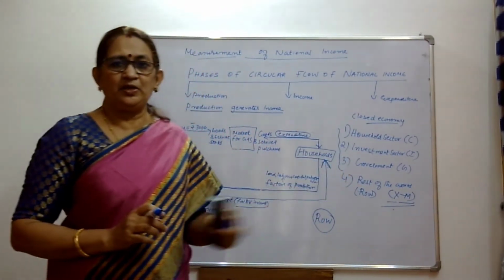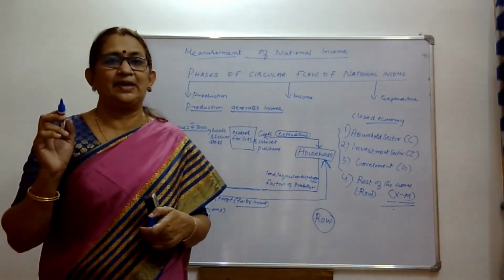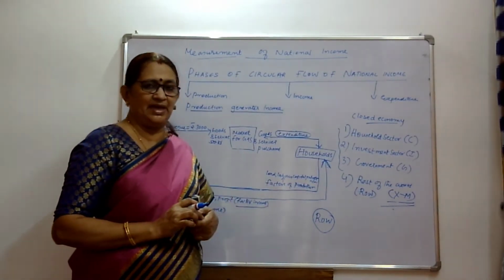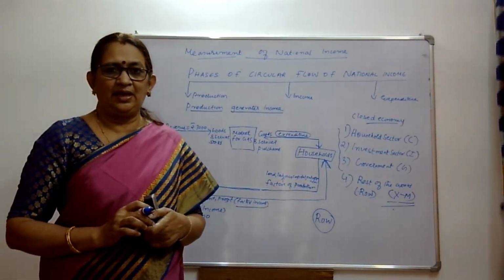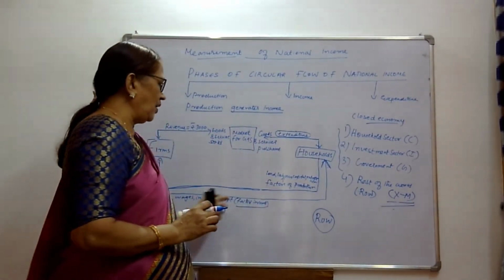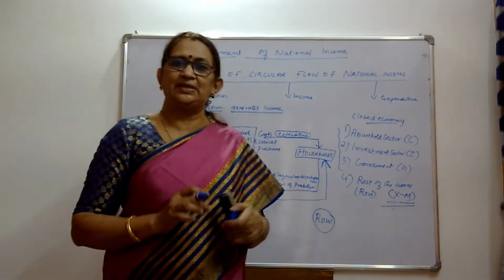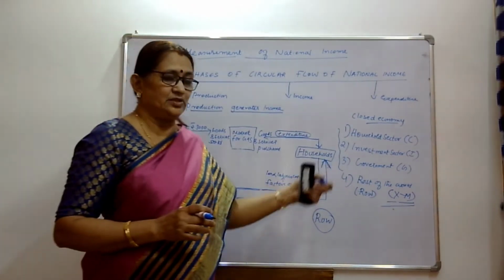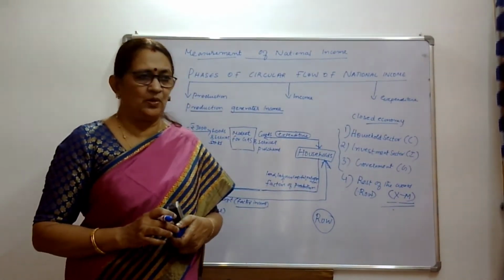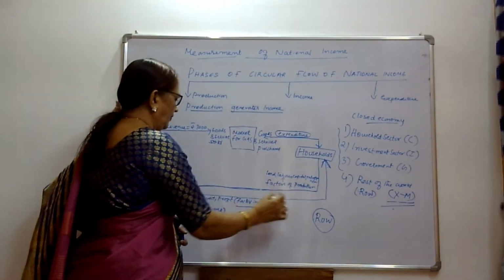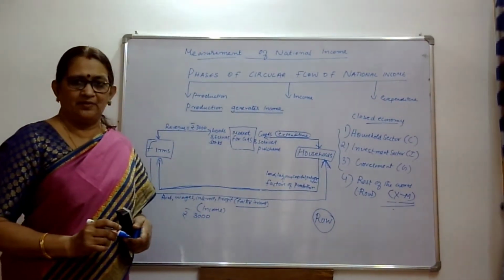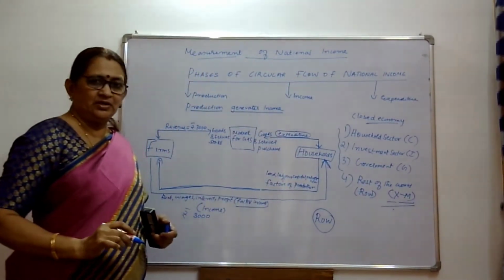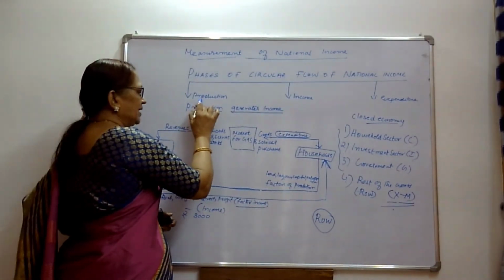But here, in order to explain production is equal to income is equal to expenditure, a two-sector economy model is taken for easy understanding. Whatever economic activities are going on between these two sectors are happening from the other sectors also, government and the rest of the world sector. So what is this flow of income and the goods and services? Phases of circular flow of national income. So what is circular flow? Which are the three phases?